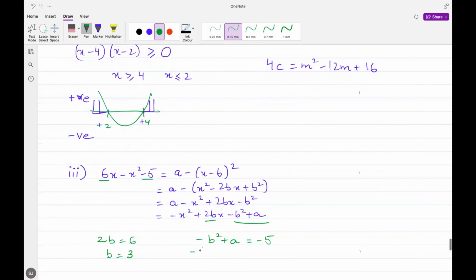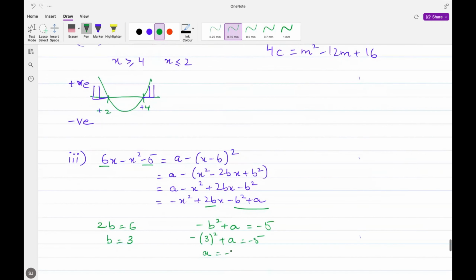As the value of b was 3, so we'll write minus 3 whole squared plus a equals minus 5. So a will be equal to minus 5, and this will come over here and become plus 3 squared, which is 9. So a will be equal to 4. So we can write the final expression as 4 minus (x minus b) whole squared. So the value of b is 3. So this will become 4 minus (x minus 3) whole squared.